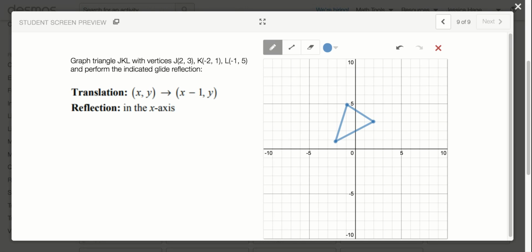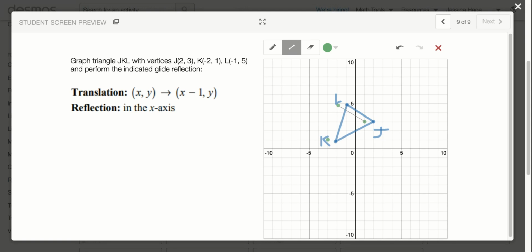And that is J, K, and L. And then our translation tells us not to do anything with Y because there is no number with Y. So all of our X's, we're subtracting 1. All right, so that means 2 minus 1 is 1. So we're taking J and we're going to the left. And then negative 2 minus 1 for K is negative 3. So we're going to the left. And then L, negative 1 minus 1 is negative 2. So we're going to the left.